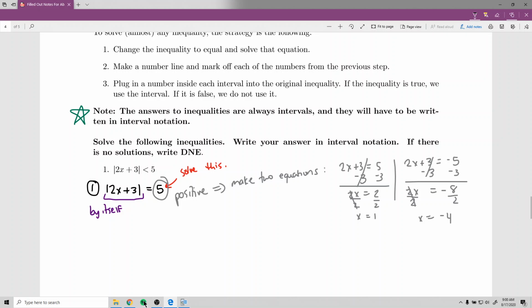Right. So for absolute value inequalities, that's usually the long step. For other inequalities, this might actually be the short step. But for absolute value inequalities, it is usually the longest step.